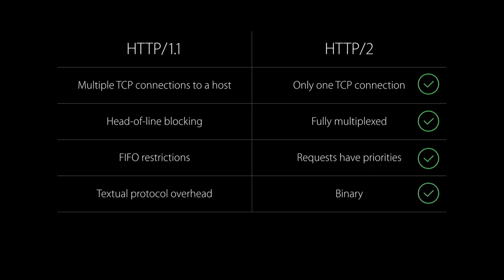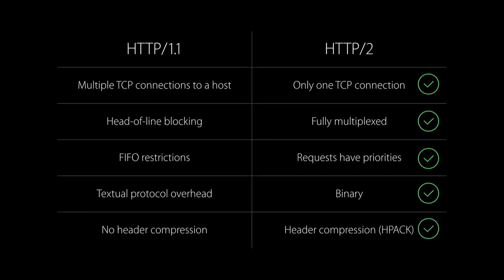HTTP 2 is a binary protocol. That makes data processing and parsing faster. HTTP 1.1 does not use header compression. SPDY also could not use header compression because of a security exploit. HTTP 2 uses HPACK, a more secure mechanism for header compression.